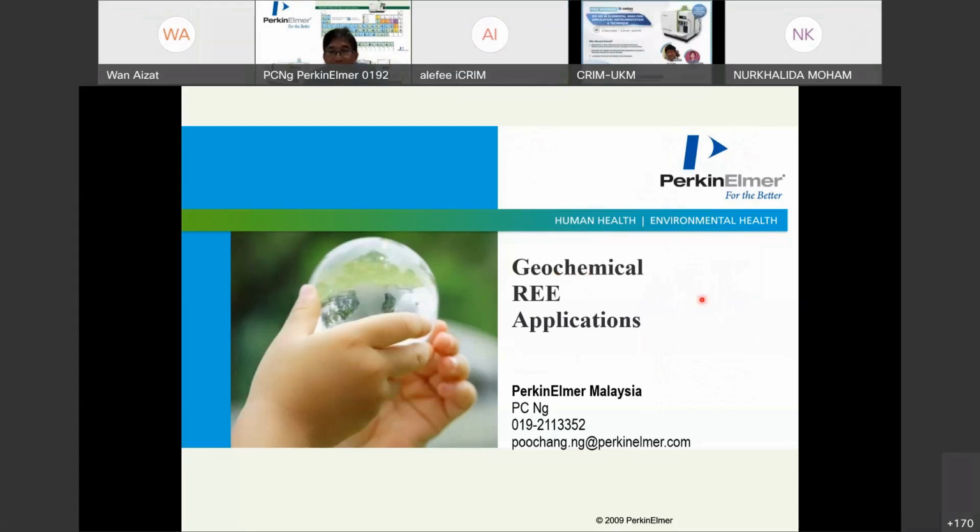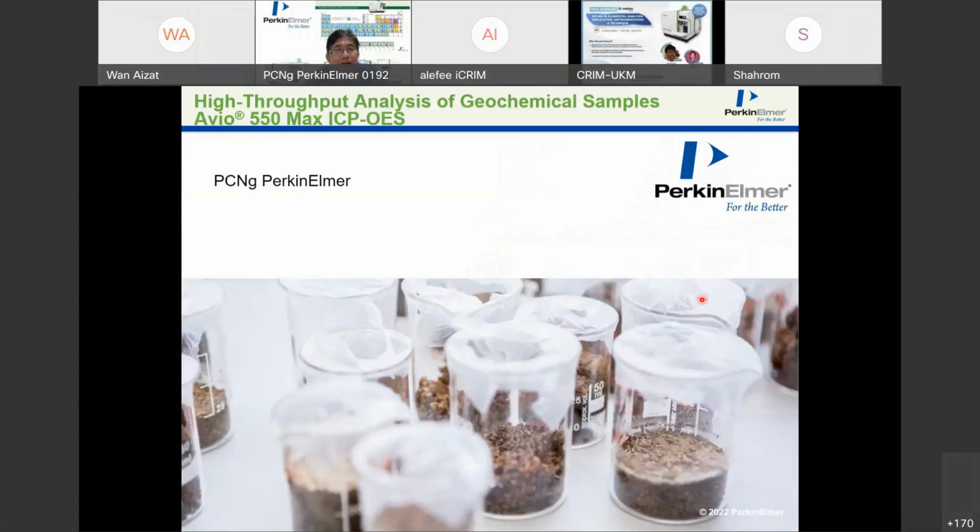Good morning to everyone. We continue for section 2 for your chemical and REE application. For geological samples, this is the sample that can be analyzed by ICP-MS. For example, this is the sample. We are using ICP-MS to analyze your chemical sample.